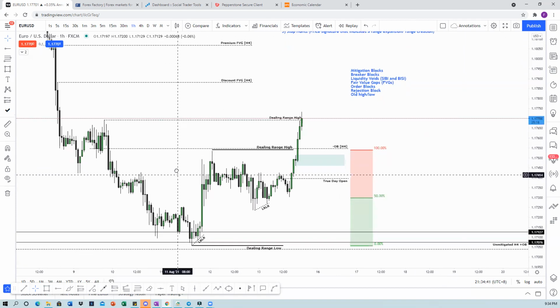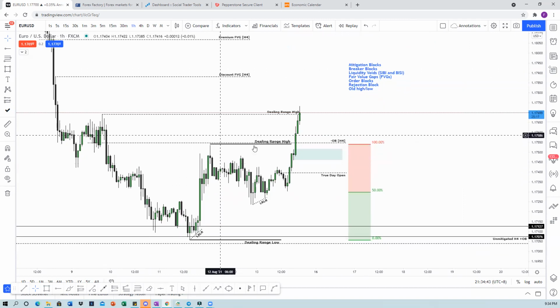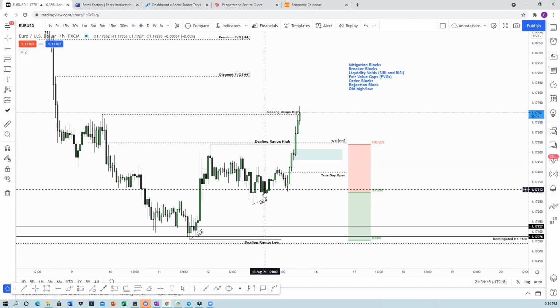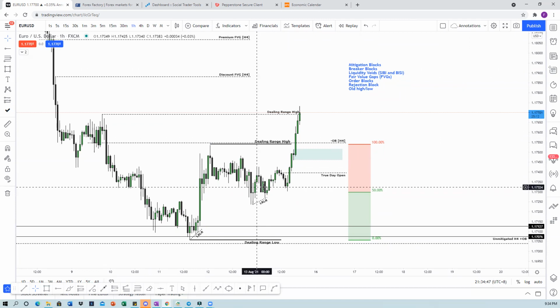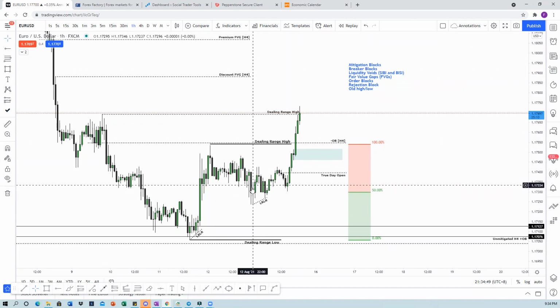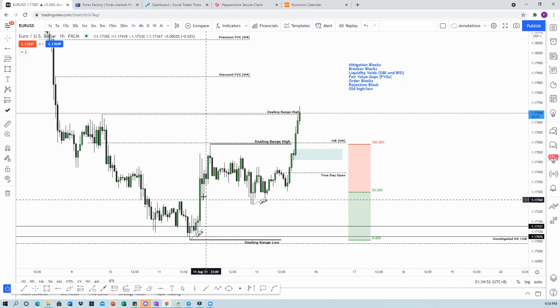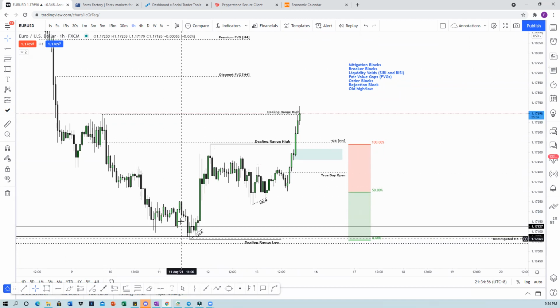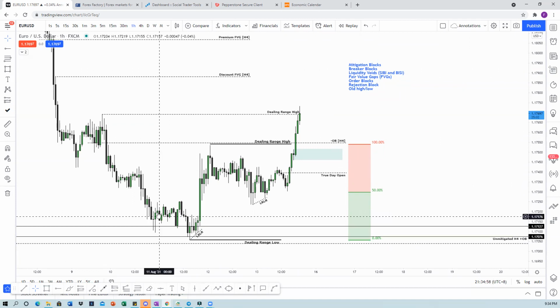Now for order blocks, I personally like order blocks to look like this here. Clean order blocks, clean down close candles with little to no interference in terms of price coming back into the body.